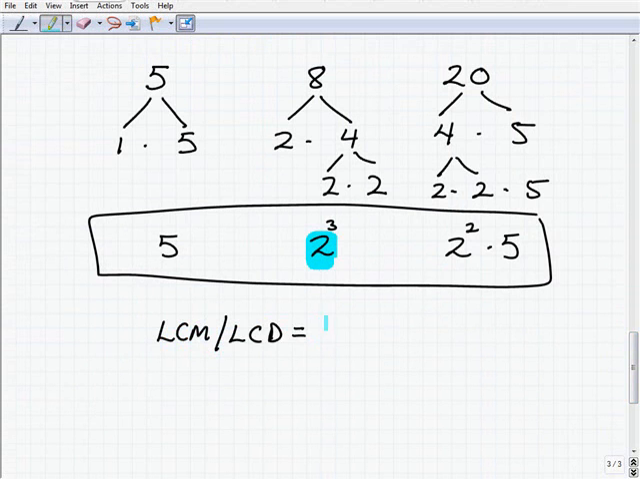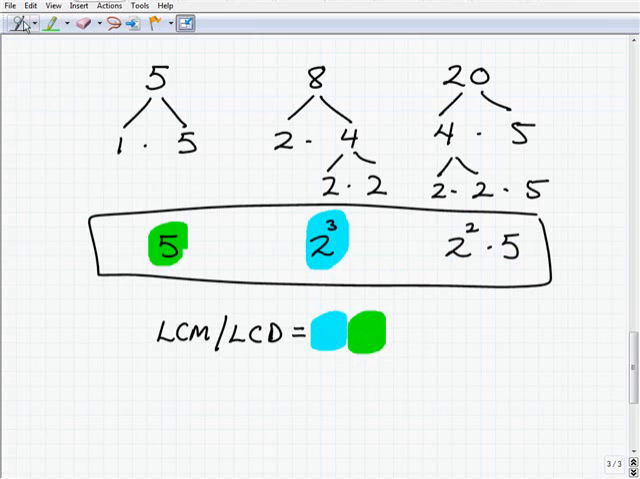Recall we need a 2 here and we have to select the highest power of 2. So we have a 2 cubed and a 2 squared. We're going to write the 2 cubed as part of this LCM. We also need a 5. 5 is over here, but we only need one 5, and that should do it. So let's write this into our final answer. This is 2 cubed times 5, and 2 cubed is 8. 8 times 5 is 40. So our LCD or LCM of these numbers is 40.